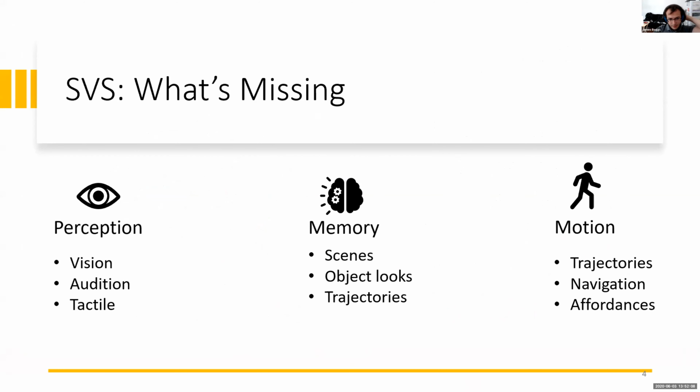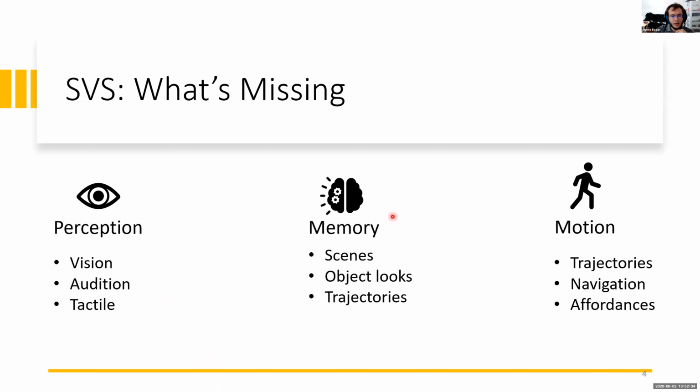So what's missing? Several different things. Perception: with a spatial visual system, you would expect to be able to have vision. And right now, SVS does not include anything visual, neither input nor image processing. Similarly, audition and tactile feedback might be useful percepts for an embodied robot, which SVS doesn't handle at all.